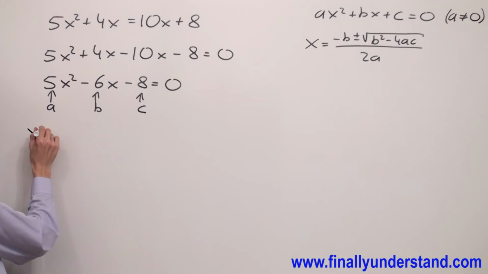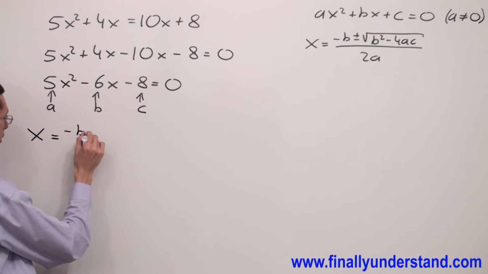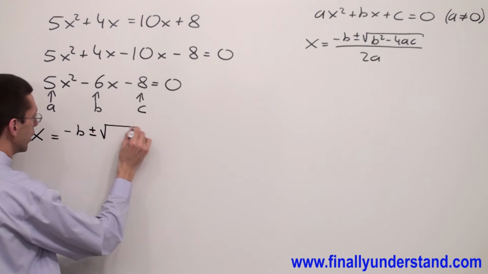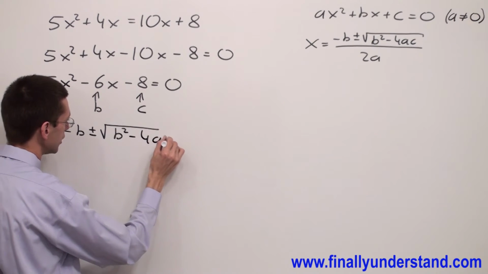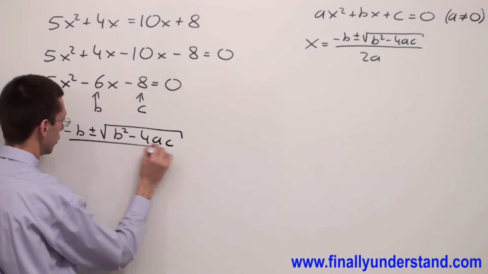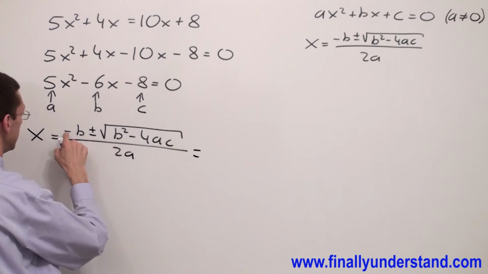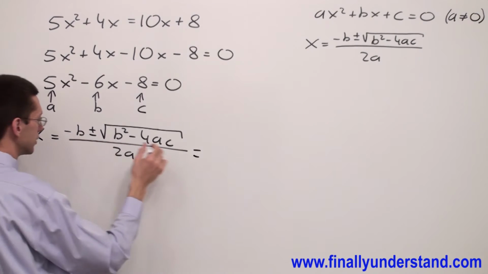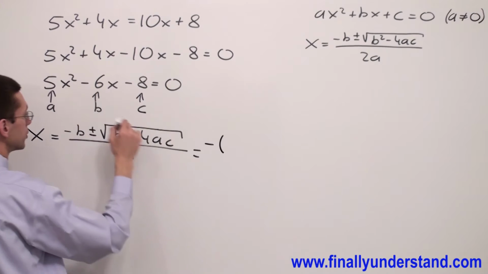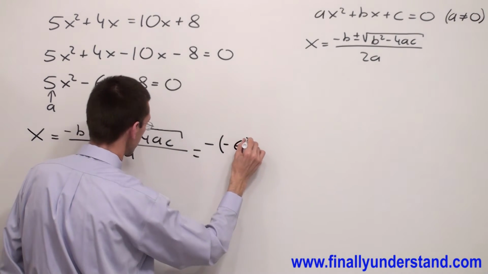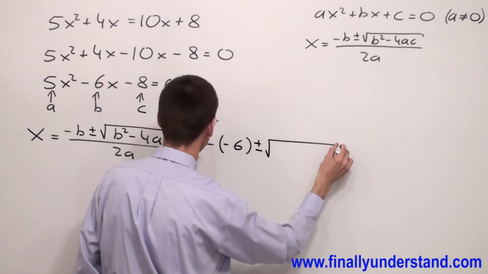Next, we're supposed to write the quadratic formula. x is equal to negative b plus or minus the square root of b squared minus 4ac, over 2a. This is equal to negative. You have to copy down this negative sign, and b is equal to negative 6. That's why I have to write negative 6 plus or minus square root.